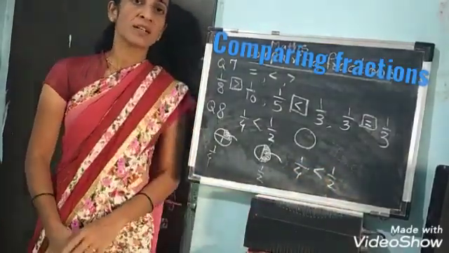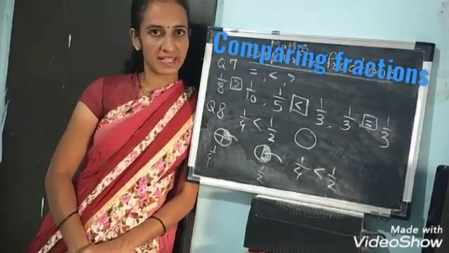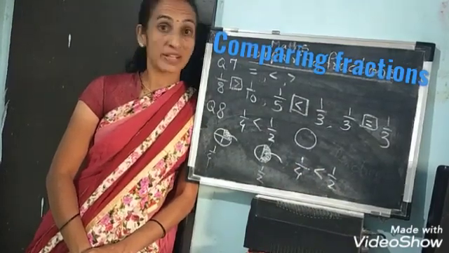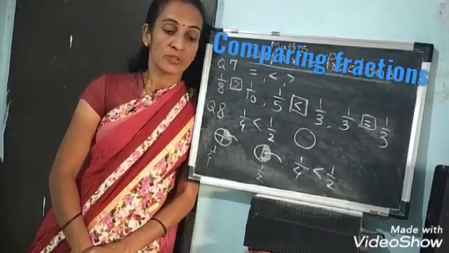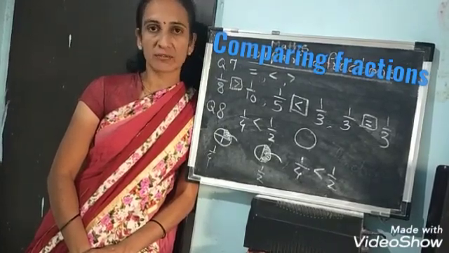Got it? If you did not understand, see the video again and again and understand the concepts. So students, today's homework is you have to solve these 8 examples from textbook page number 57 in your notebook.